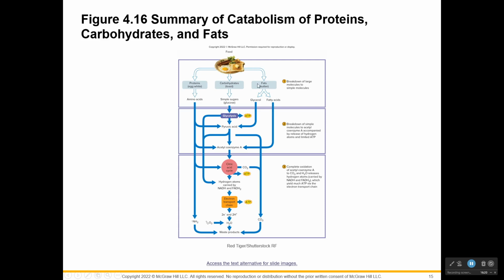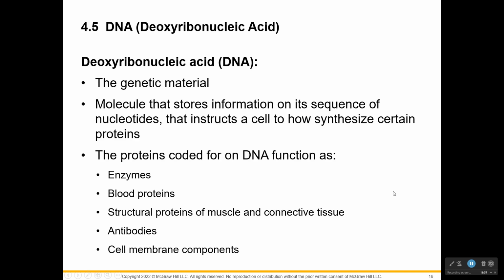But you can also use fat, and you can see, like, the butter on this toast can easily fit into this process the same way you used the sugar. But if you don't have carbs and you don't have fat, you can break down the proteins and get energy from those as well. So I just wanted to show you that.